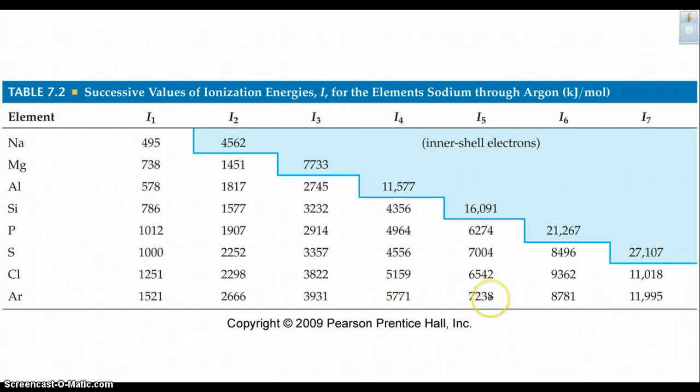Now, you'll notice there's also a kind of pattern here. I'm just going to pick, again, aluminum, as you saw from earlier. So aluminum, my first ionization is 578 kilojoules of energy.